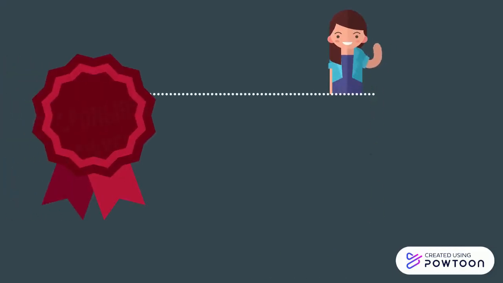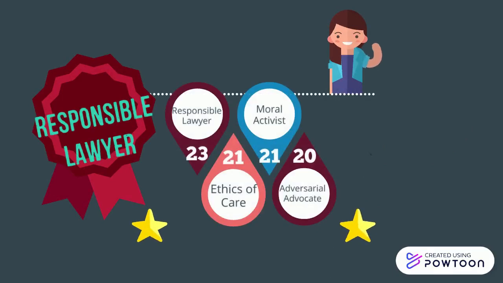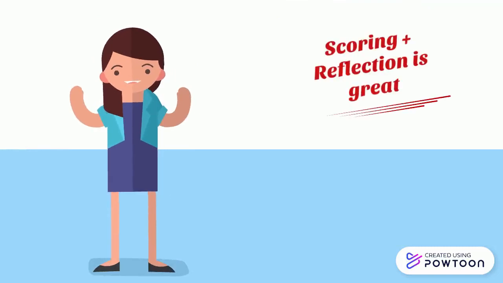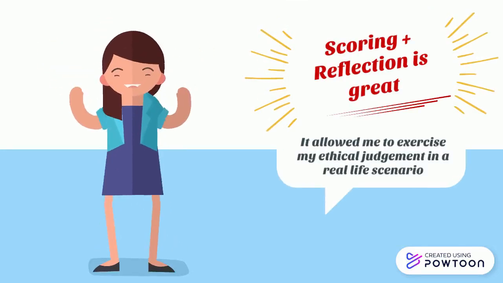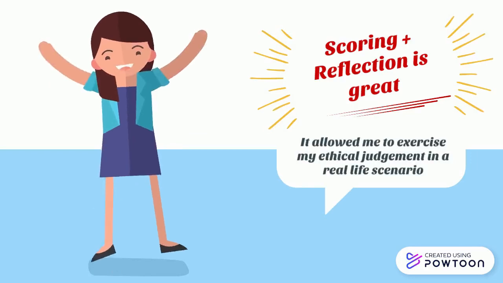My preference score revealed that I value responsible lawyering the most and adversarial advocacy the least. This is interesting because when I studied the adversarial advocate, I understood and respected the principle of it in theory, but I obviously did not agree with it in practice. Scoring and reflection was useful because it placed me in a real-life scenario and helped me to properly conceptualize my true ethical values.